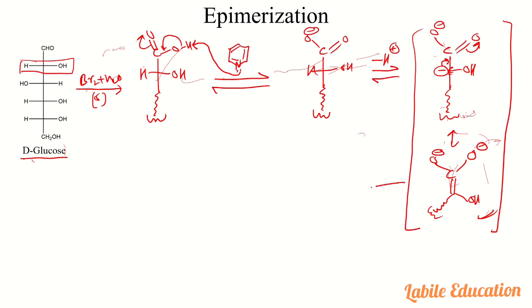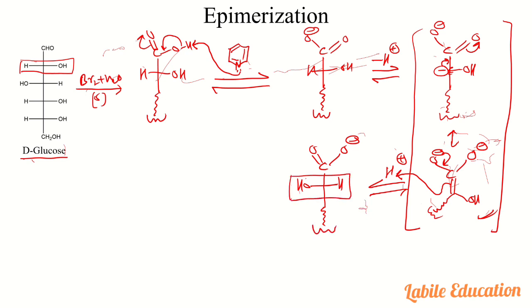Now that proton which was abstracted by this pyridine, the protonated pyridine can give the proton back here, and this will break here and this will abstract this proton, and we will get the carboxylate, and the configuration will be changed here. So you can see here the configuration has been changed.